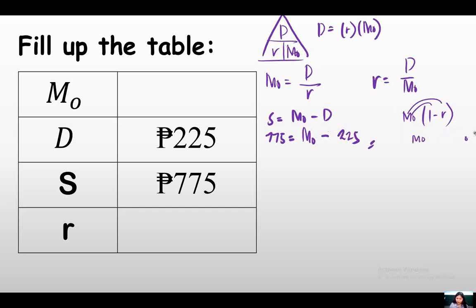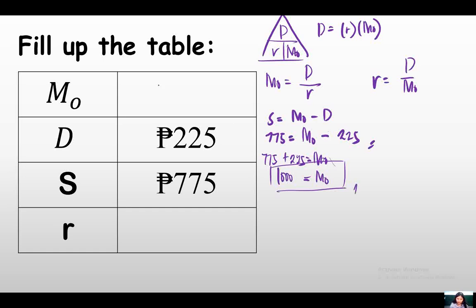So at least you have seen how to derive a formula. Now, let's manipulate. So M sub O is equal to 775 plus 225. Then get the sum, which is 1,000. So our cost price is 1,000. How are we going to get the rate? Now we can get the rate. We all know that it is the discount, 225, over the cost price, which is 1,000.